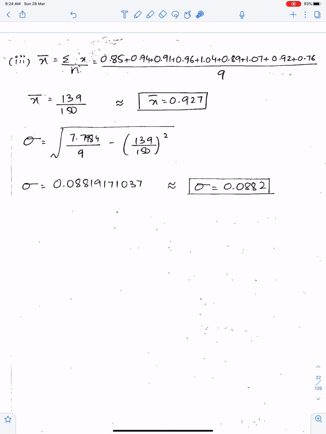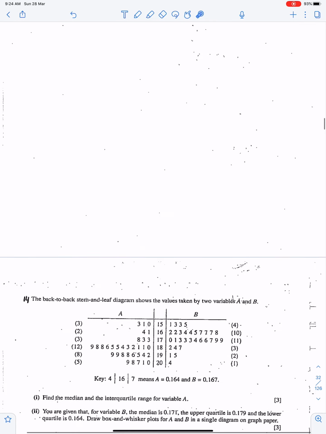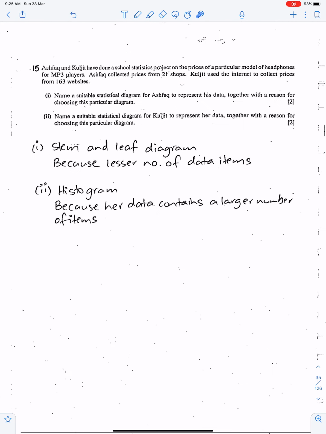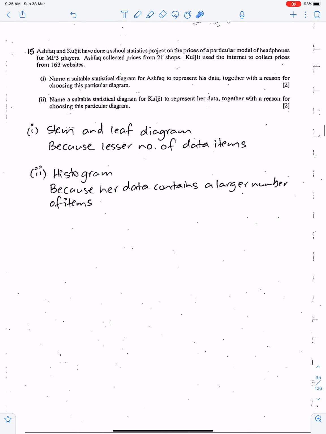You must watch my lecture on measure of central tendency and averages. I already have discussed these things in detail in that lecture. I'm leaving this question. This question is important.